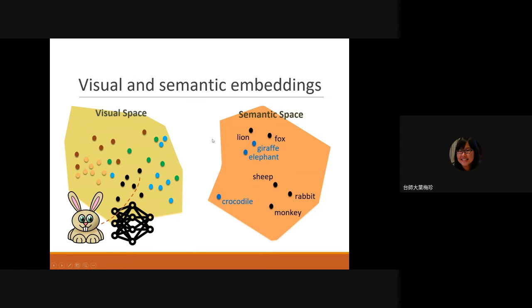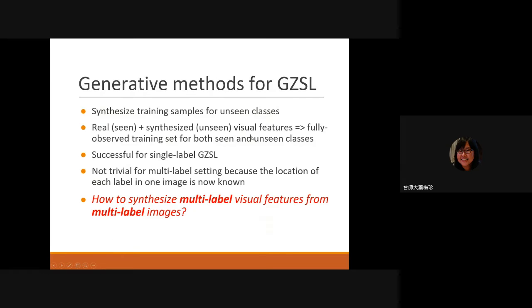In zero-shot learning, we usually assume the availability of a semantic space that relates seen and unseen classes. In this semantic space, each class label has a semantic embedding. If you look at the literature, recently the generative methods are quite popular to address the zero-shot learning problem. The idea is to synthesize training samples for unseen classes. By using both the real visual features extracted from seen classes and the synthesized visual features computed from unseen classes, we can have a fully observed training set to train our model.